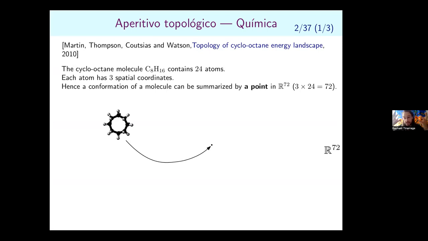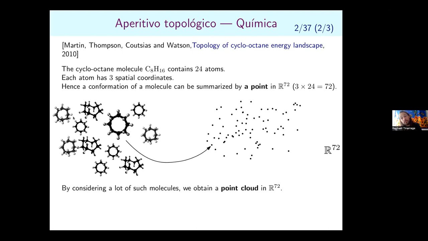In order to understand the possible configurations of the molecules, they did the following. They tried to record the spatial position of each atom. So this molecule contains 24 atoms, and each one has 3 Euclidean coordinates, right? So you get, in the end, from a molecule, 3 times 24, 72 coordinates. So that's a point in R^72. So what they do, they take a lot of molecules and they transform all these molecules into the corresponding points in R^72. By doing that, what you get in the end is a bunch of points. We say a point cloud.